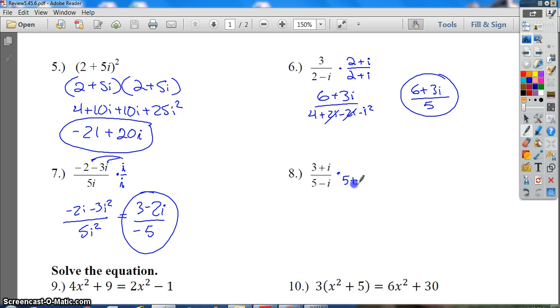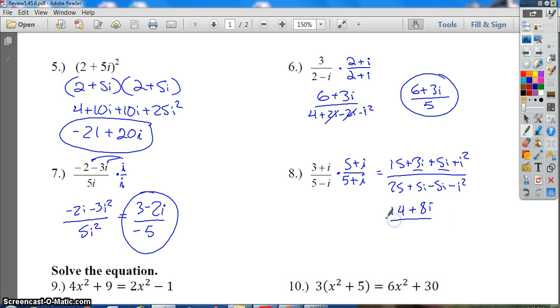Conjugates again, just like number 6, I'll rewrite the bottom, except I'll change minus to plus this time. And I'm going to FOIL the top, so it's 15 plus 3i plus 5i plus i squared over 25 plus 5i minus 5i minus i squared. So this is minus 1 because it's plus i squared, which is negative 1. So that's basically 15 minus 1 is 14. 3i and 5i make 8i. Down here, negative 1 and negative make plus 1. So this is 26. All of these are divisible by 2. And that's what we're looking at.